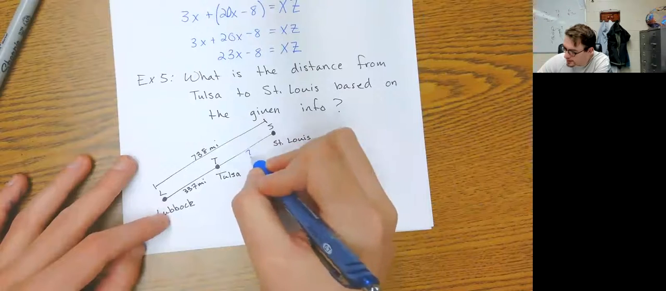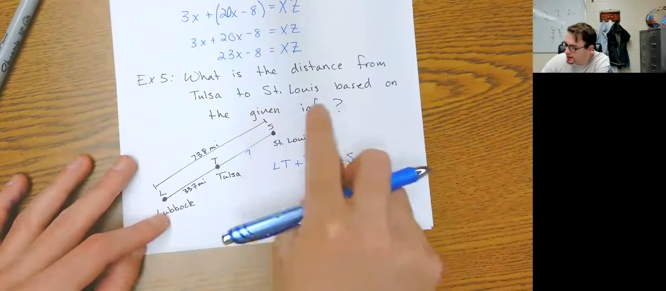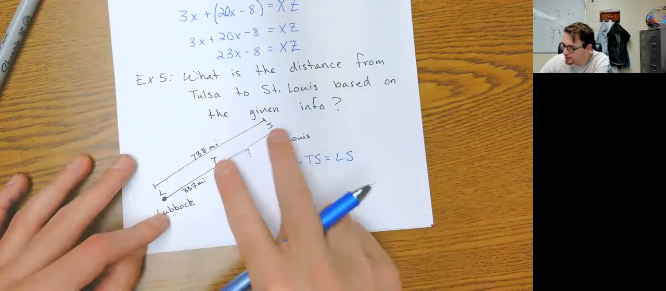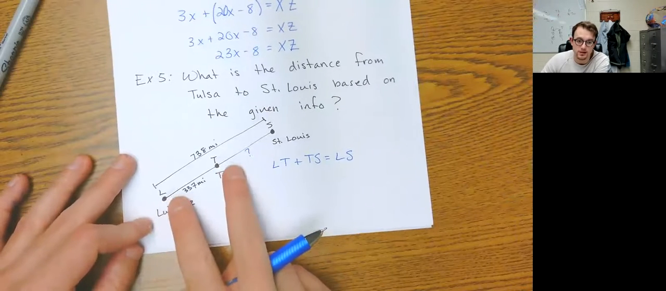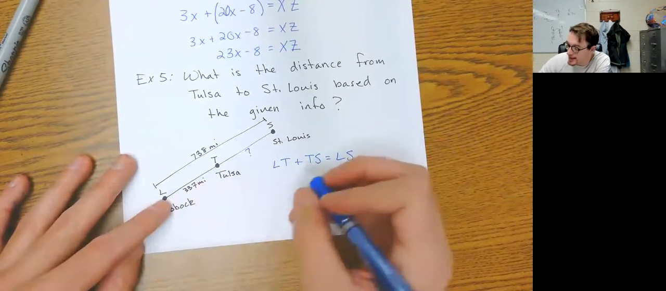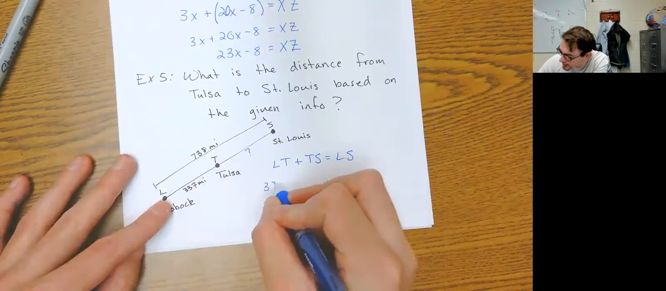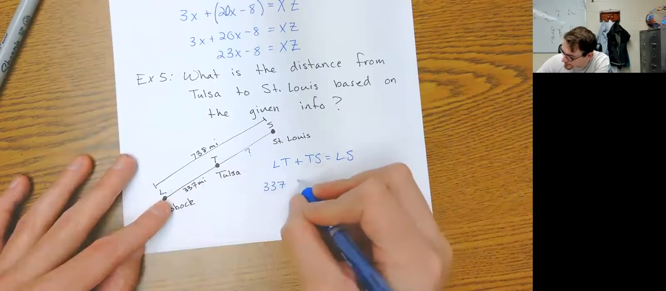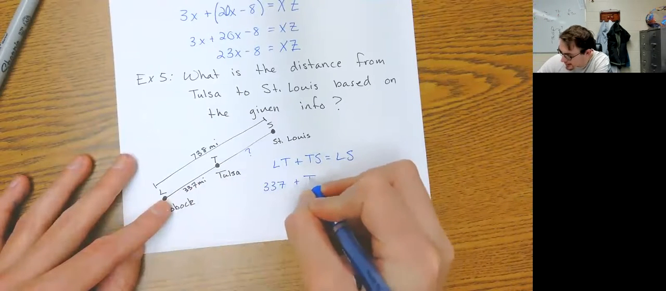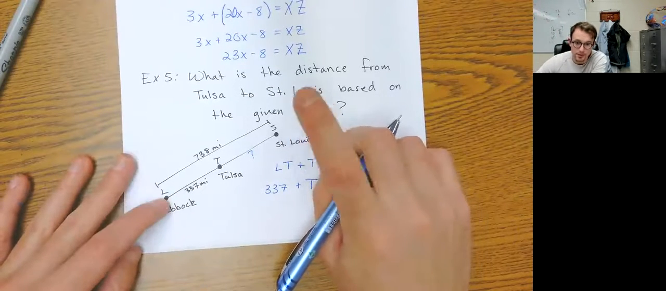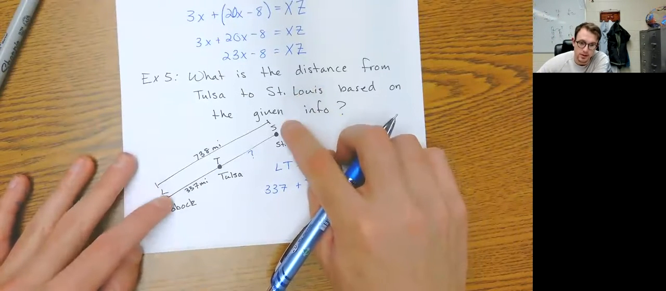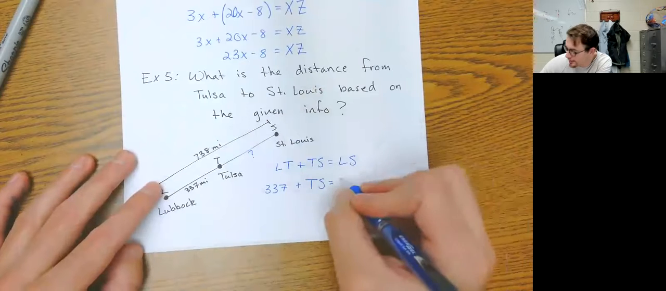Okay, so I want to find TS. I don't know this, right? That's the question: I want to find the distance from Tulsa to St. Louis. I don't know what it is. But I do know LT. That's 337 miles. So 337. Plus, again, I don't know what TS is, but I do know the whole distance from Lubbock to St. Louis, 738.